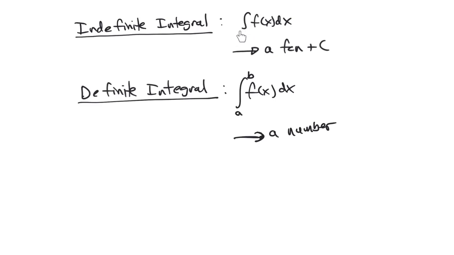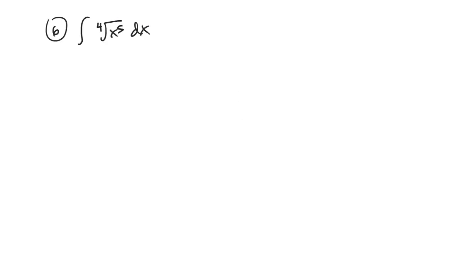I'm not going to get a number answer. I'm going to get a function plus c. Or, oh, it's a definite integral. I'm going to get a number. This can be interpreted as the area underneath this curve between a and b. So I'll get a number answer. So let's try one of these.